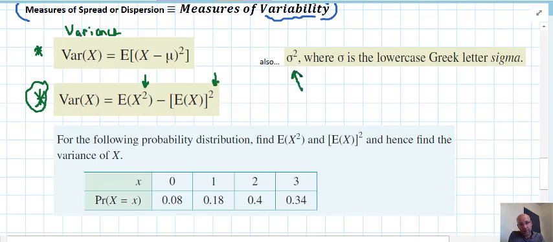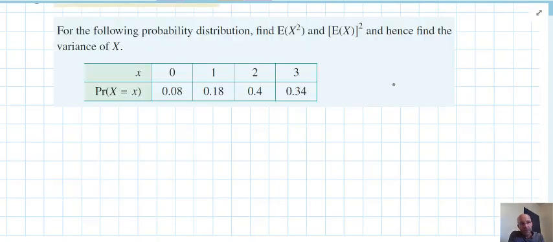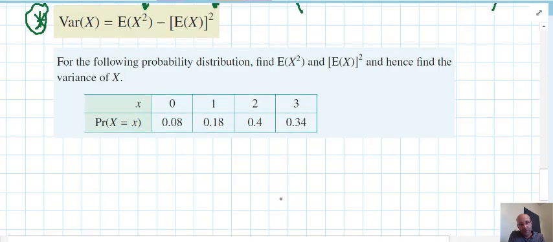By the way, var x can also be denoted as sigma squared because it's the square of the standard deviation sigma, where sigma is that lowercase Greek letter. We're going to do standard deviation next in case you're wondering. So for this example, for this distribution, we have to find E of x squared and then E of x all squared, and then we can substitute that into the formula just above there to find the variance of x.